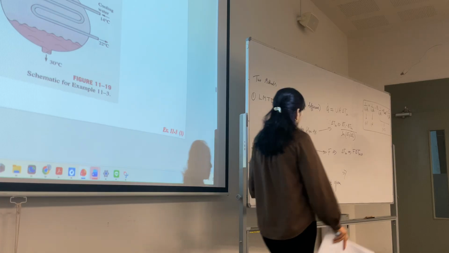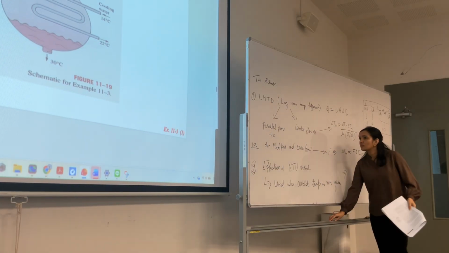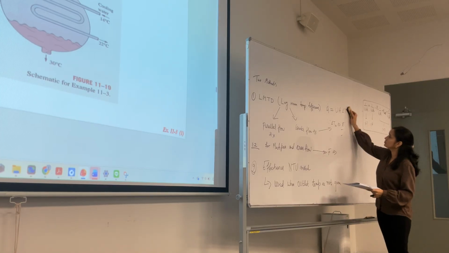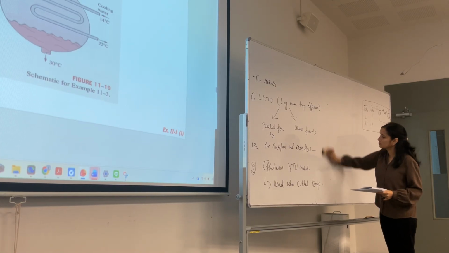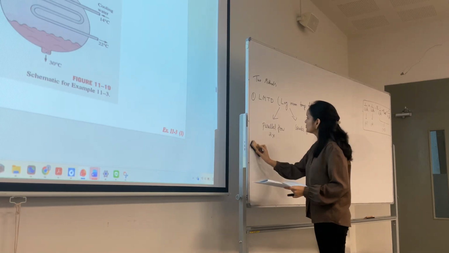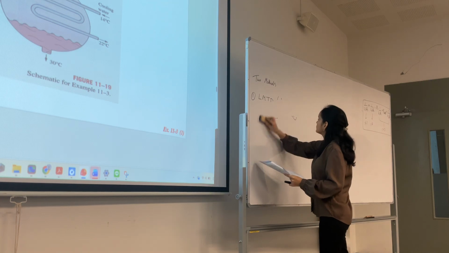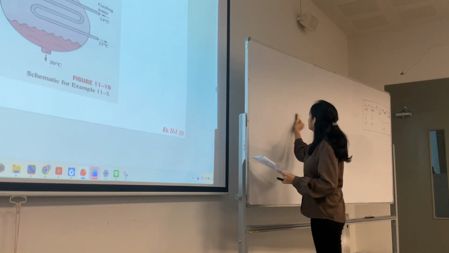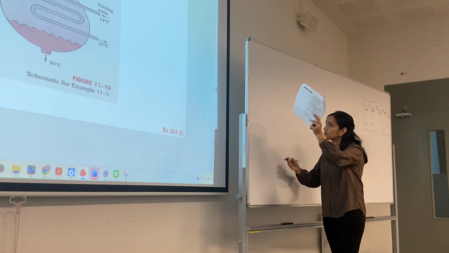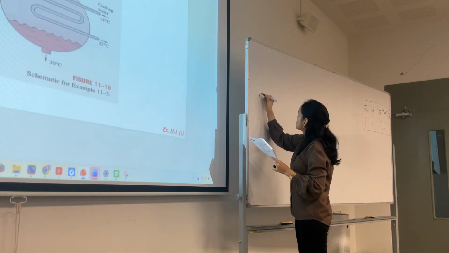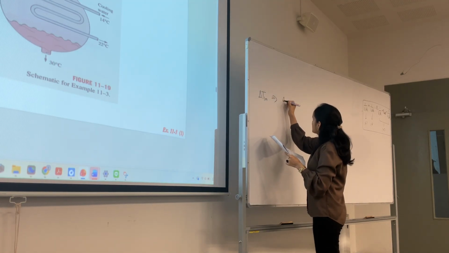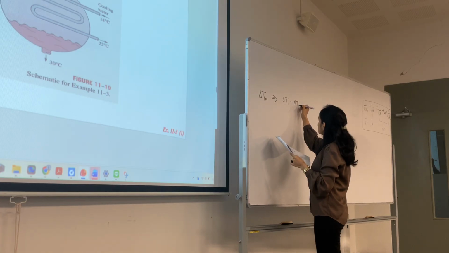Can I move this? So delta T LM is delta T1 minus delta T2.